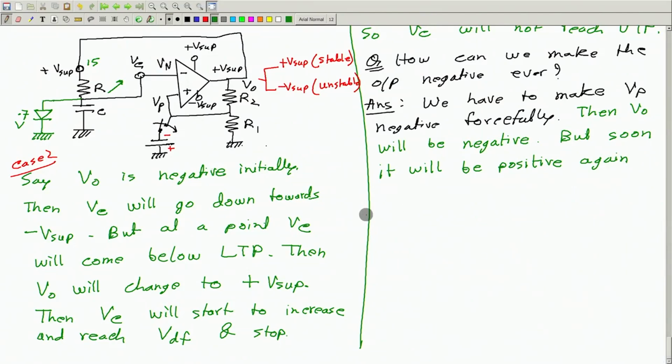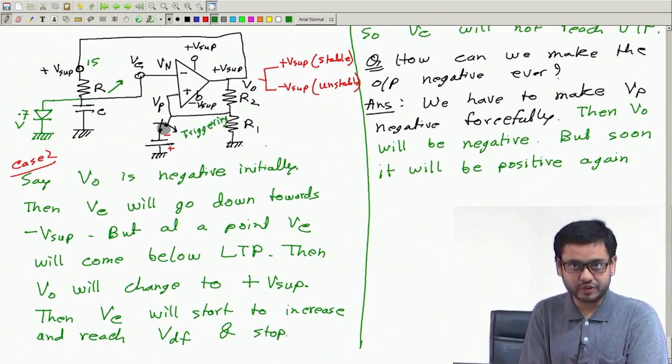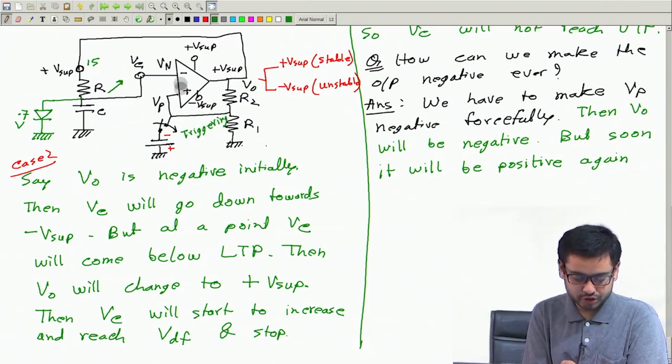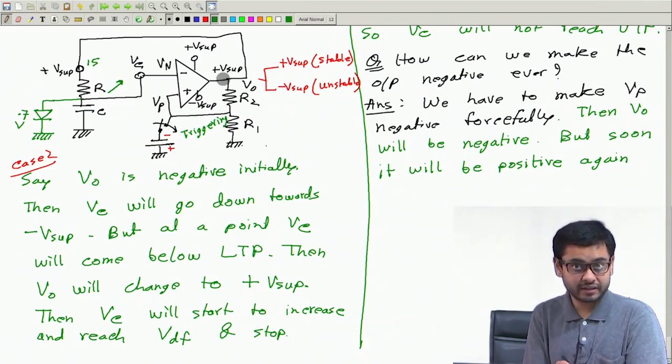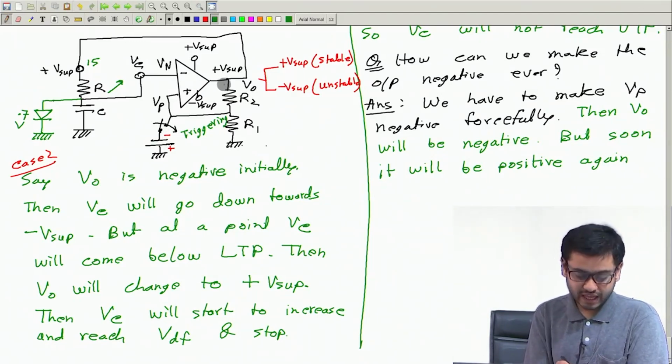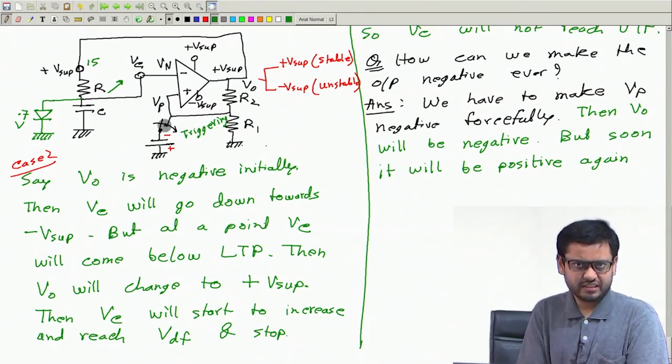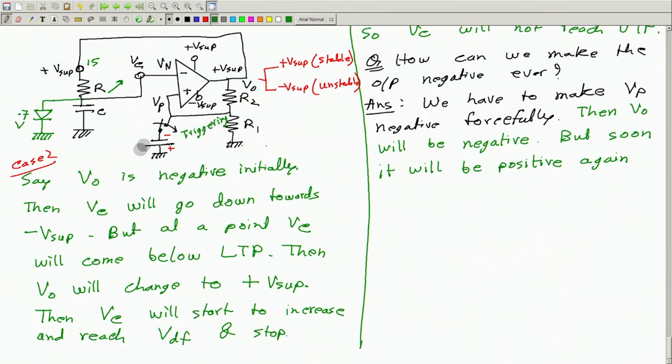Okay, and there is another alternative. Instead of connecting the negative voltage directly here, okay, and this negative voltage connection, this we call triggering. Okay. So, when you connect this switch, the output of this circuit is triggered to become negative, and after that in a short time it will become positive again. Okay. This is called triggering.